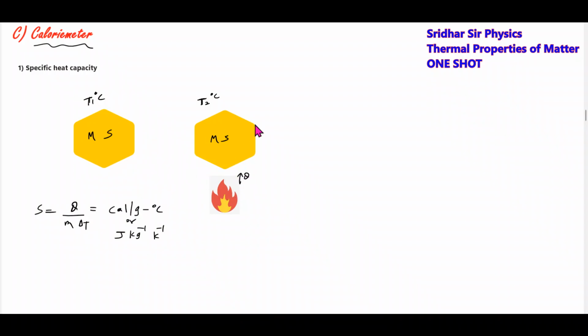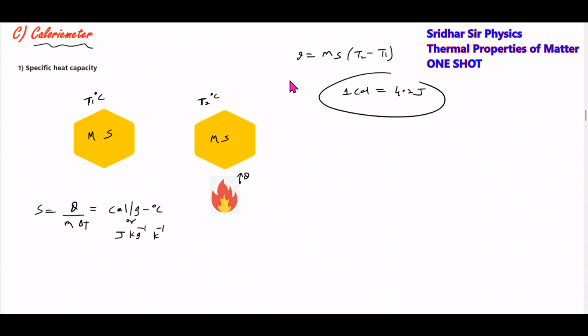Then the temperature of the body will increase. Then Q equals ms(T2 minus T1), where s is the specific heat. Specific heat capacity will be different for different substances. This is a general formula which you have to remember. And we know 1 calorie is equal to 4.2 joule, where all the conversions will be made.